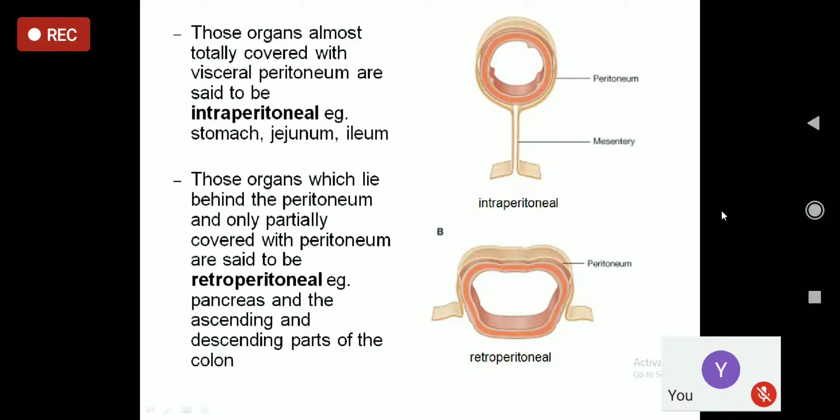Those organs which lie behind the peritoneum and are only partially covered with the peritoneum are said to be retroperitoneal. Examples of retroperitoneal organs are the pancreas and the ascending and descending parts of the colon. They are covered only in front by the fold of the peritoneum, so they are known as retroperitoneal structures or retroperitoneal organs.